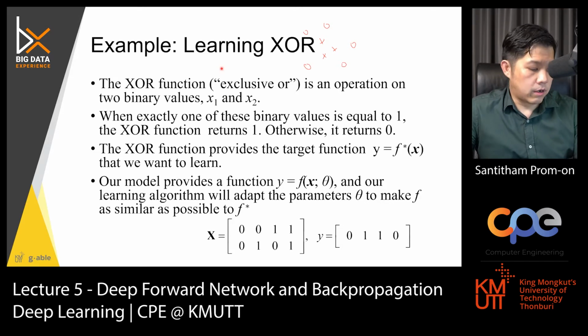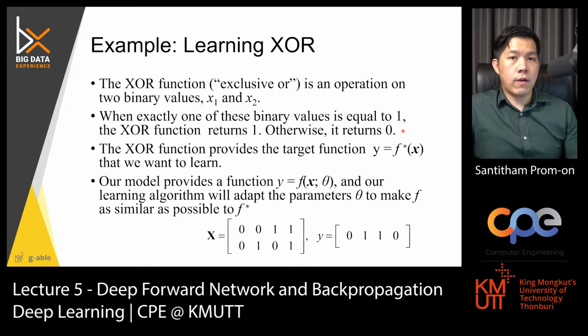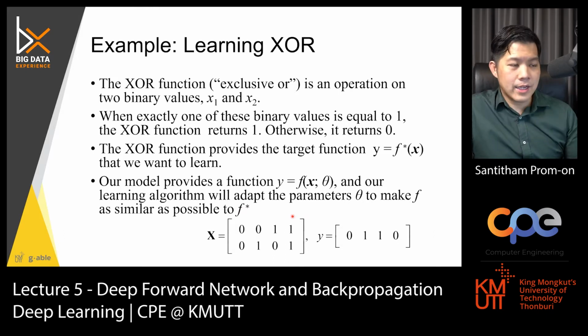Okay, let's look at an example here. For a function like XOR, exclusive OR, we have two values, x1 and x2, as input, and the output can be 1 or 0. With the XOR function, if the inputs are the same, then the output is 0. If you have 0 and 1 or 1 and 0, you get the output as 1. So this is the XOR function, and we want to train a model that could learn the XOR function from this data and then perform XOR prediction.